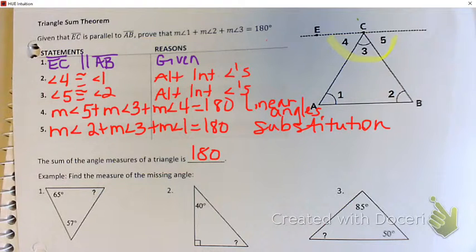So if I'm going to find these missing angles in these triangles below, and I want to find this one over here, I'm going to add these and subtract from 180 to get that one. So 65 plus 57, and then subtract from 180. And you get what?